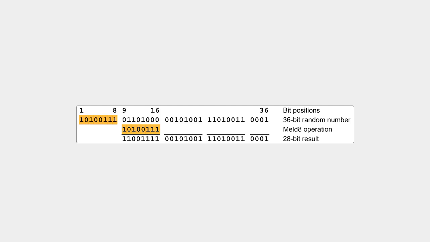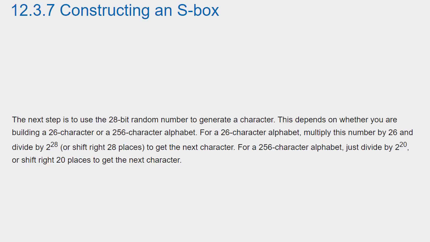Suppose n has 36 bits. Number the bits of n from 1 to 36, starting at the high order end. Take the first 8 bits of each random number, bits 1 to 8, delete them from the high order end, and exclusive OR them with the next 8 bits, bits 9 to 16. This is the MELD8 operation. Its purpose is to make the sequence of characters non-linear. Here is an example.